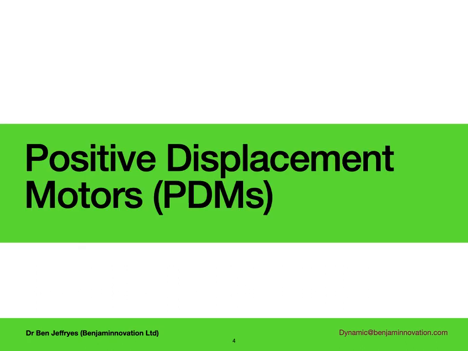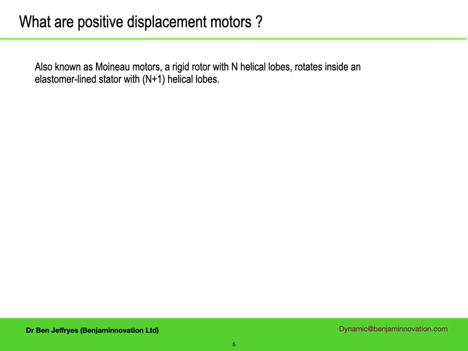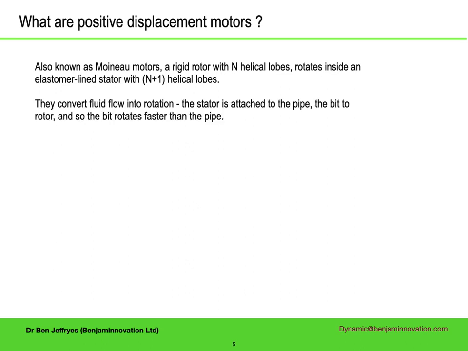Positive displacement motors, often known by their acronym of PDM. What are they? They are also known as Moineau motors, after their inventor, René Moineau. There is a rigid, lobed motor in a helical spiral, rotating inside an elastomer-lined helical stator that has one more lobe. Moineau's original invention was actually a pump, with rotation driving flow rather than vice versa, but the operating principle is the same. Pumping fluid through generates rotation in the rotor. Rotation speed is proportional to the flow rate, unlike a turbine.